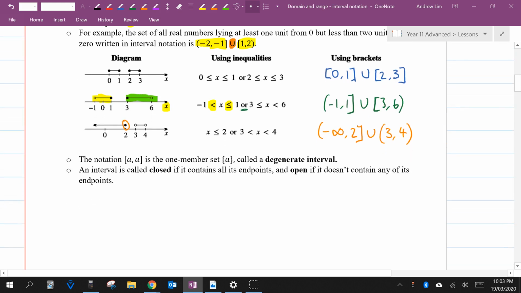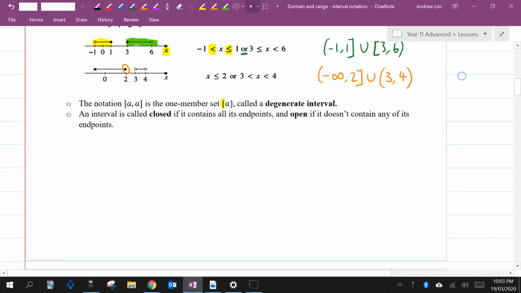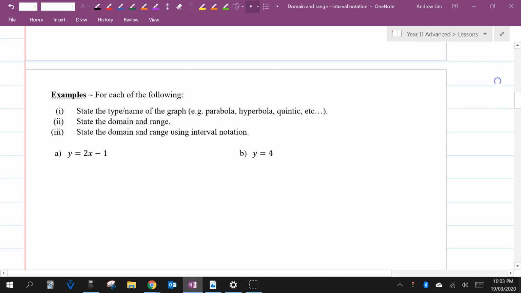Alright, the notation square bracket a, comma a, closed square bracket, is the one-member set {a}, called a degenerate interval. That's just a brace. Okay, so this symbol is a brace. An interval is called closed if it contains all its endpoints and open if it doesn't contain any of its endpoints. Okay, so let's have a look at this one.